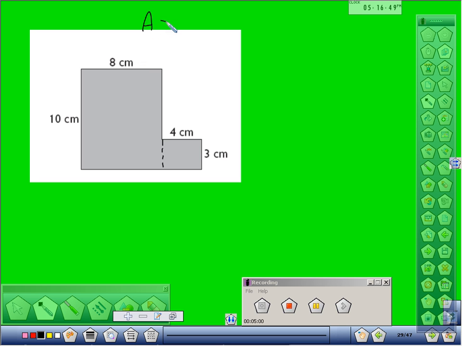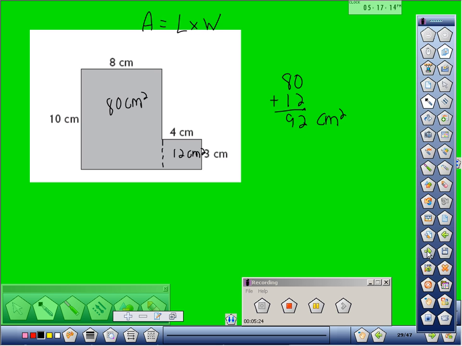Now I use my formula. Area equals length times width. 8 times 10 is 80 centimeters squared, because we're talking about how many squares will fit in here. 4 times 3 is 12 centimeters squared. Now we know the area of each one of them separately, so we're going to add them together. It's 92 centimeters squared.